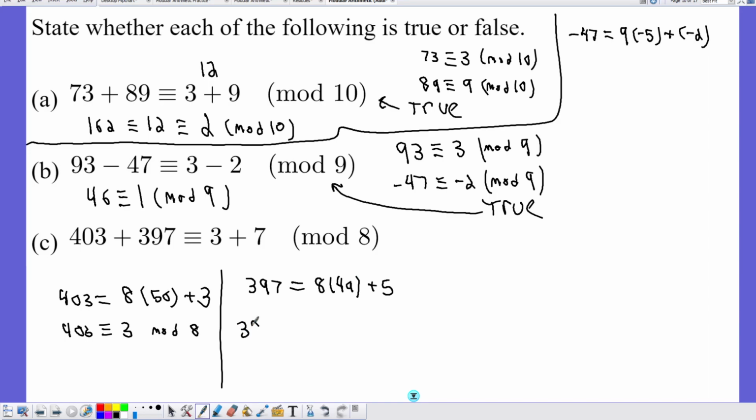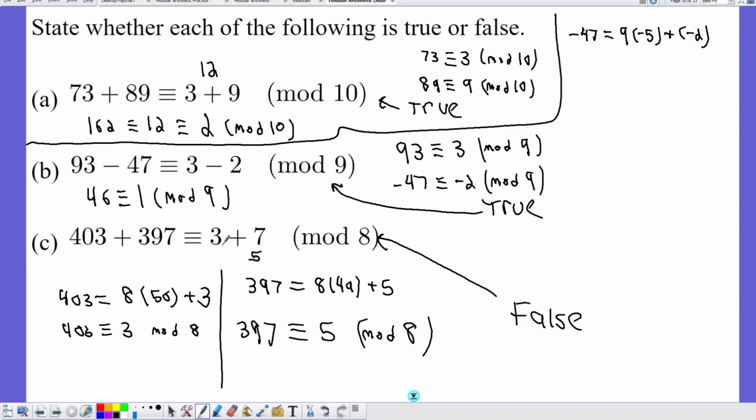So 397 is congruent to 5 mod 8. But this wants it to be congruent to 7 mod 8. So it ends up that this is false. This is not true, because this 7 needs to be a 5 instead.